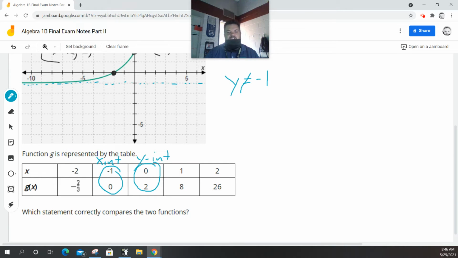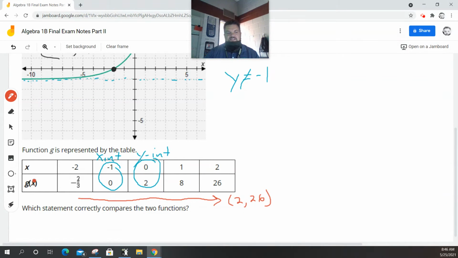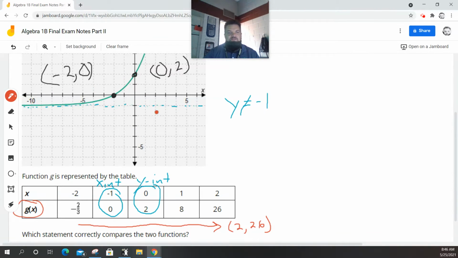The other thing that's interesting is the end behavior. So as x increases on this one, this is x equals 2, y equals 26. So for g of x, if I compare that to f of x, in fact, I could label these. Let's label a couple of these points. When x equals -2, my y value is -2/3. So that's about right here.